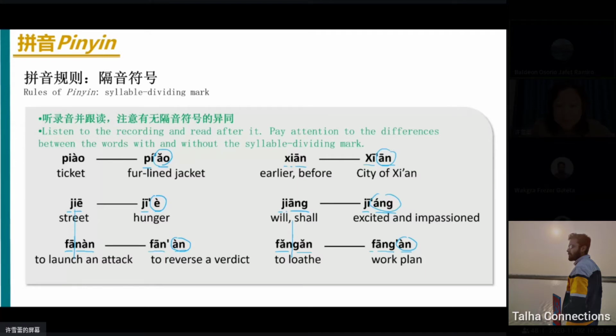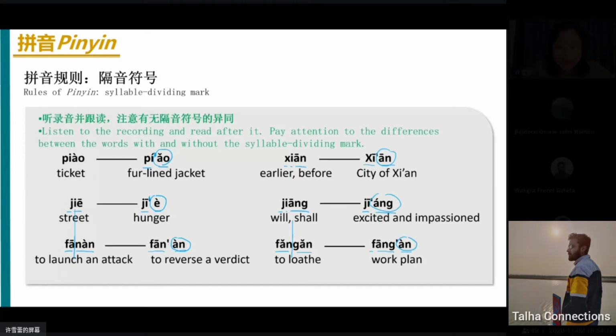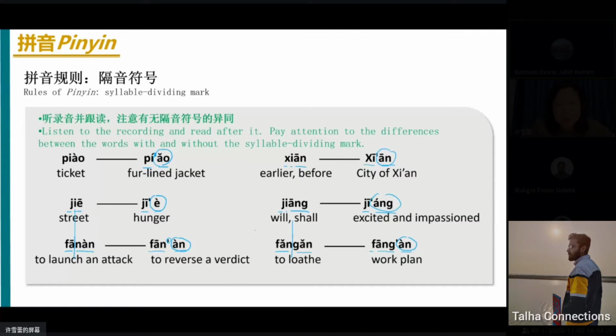So if there's no dividing mark, the syllable will become another one. Yeah, that will cause misunderstanding, confusing. So we need to use this mark to tell the reader how we divide the syllables. Now there are two syllables, and the second syllable is just a syllable without an initial.